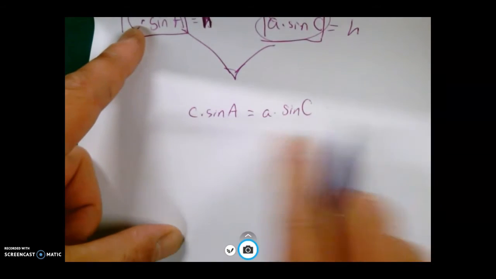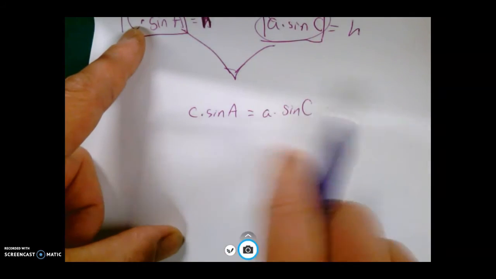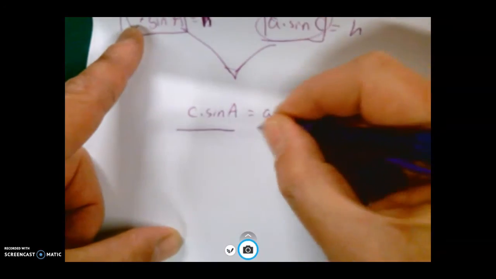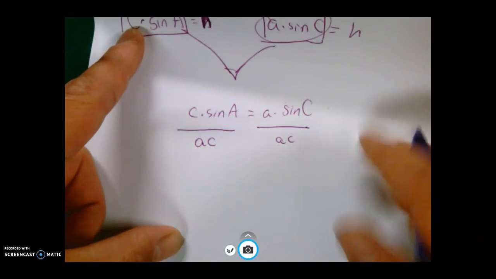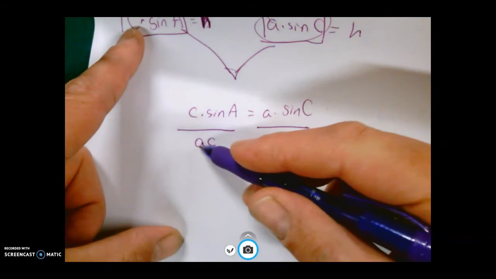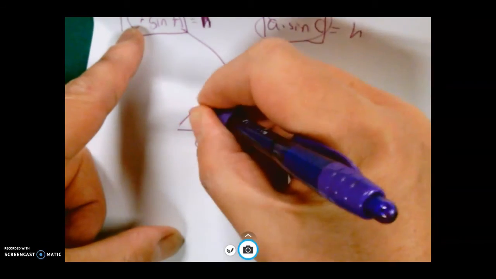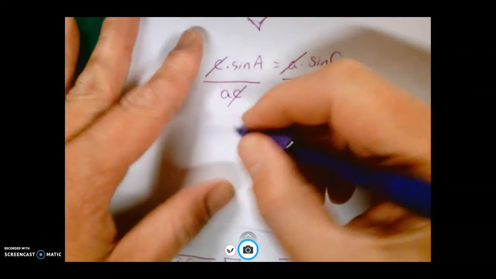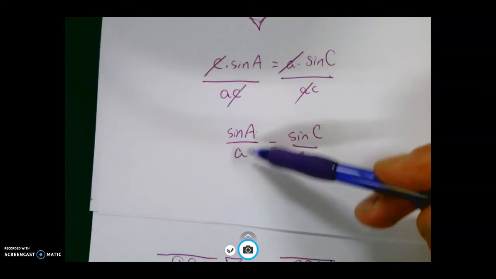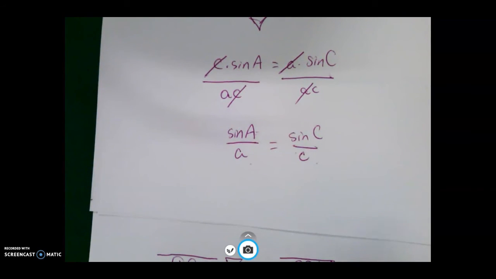All right, we're finally there. What we want to do is get rid of these things. You're allowed to divide on both sides as long as you divide by the same thing. You can divide by 10, divide by 2, or let's divide by AC. What'll happen here is h times c is just a number. That could be 5 and 2, it could be 7 and 3, doesn't matter. This c will cancel with this c. This a will cancel with that a. And what you're left with is sine A over a equals sine C over c. That right there is the law of sines.